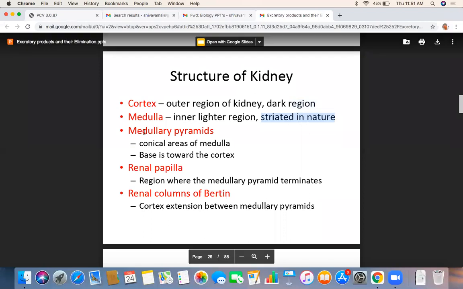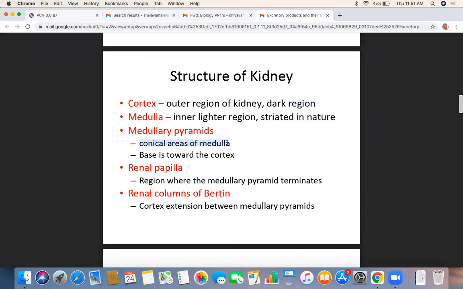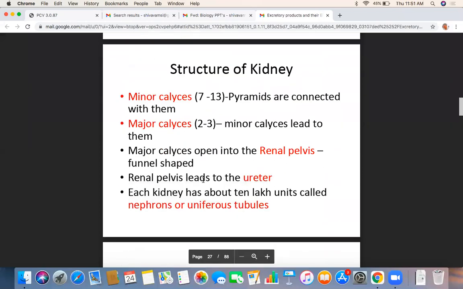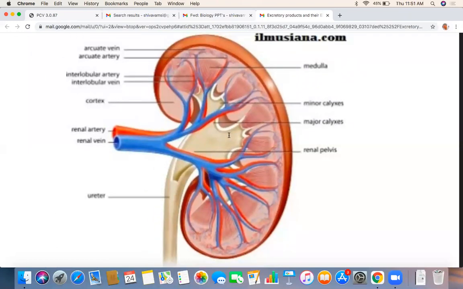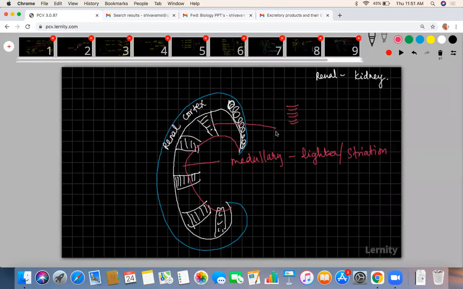Now there is something called medullary pyramids, the conical areas of the medulla. If you look at the structure of a kidney, you are able to see this particular thing. This region is your cortex. You are able to see this line, that is the medullary region. In the medullary region you are able to see conical structures. These conical structures, we call them medullary pyramids, or renal pyramids.